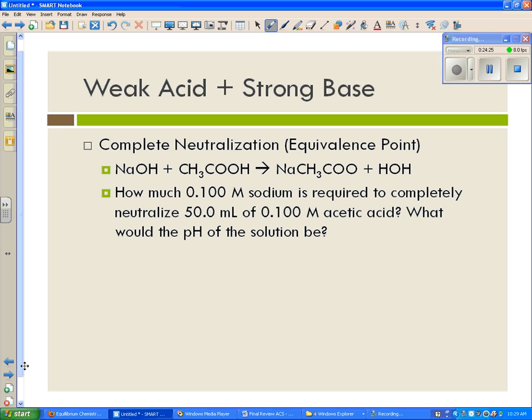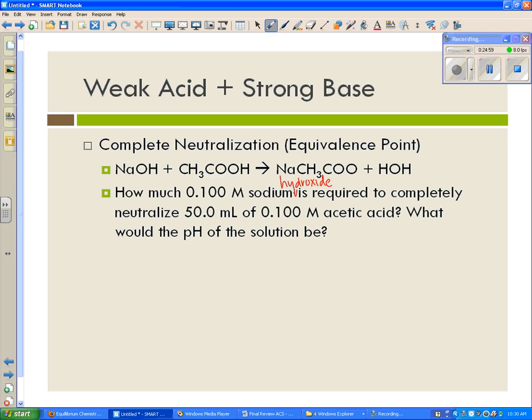Let's look at first calculating how much sodium hydroxide would be required to completely neutralize 50 milliliters of 0.100 molar acetic acid, and what the pH of the solution would be. We know the pH should be what? Based on the fact that this is a weak acid and a strong base, and we're talking about the point of complete neutralization.